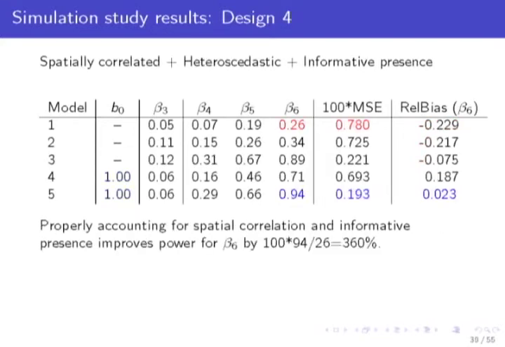The most interesting slide is this one. When you generate your data from spatially correlated, heteroscedastic, informative presence, then you jump from 0.26 with a linear regression to 0.94 for this parameter. Look at the change in the mean square error, 0.193, and then these are the estimates of relative bias for beta 6.